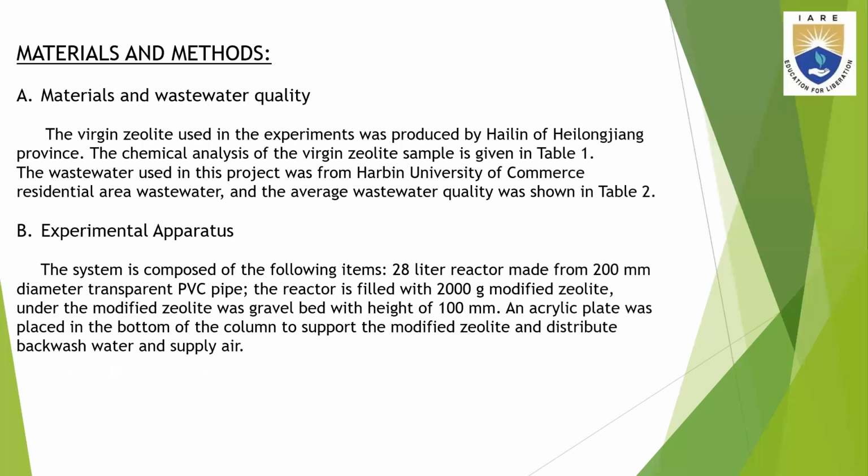Materials and methods. A. Materials and wastewater quality. The virgin zeolite used in the experiment was produced by Heilongjiang Province. The chemical analysis of virgin zeolite sample is given in table 1. The wastewater used in this project was from Harbin University of Commerce residential area, and the average wastewater quality is shown in table 2.